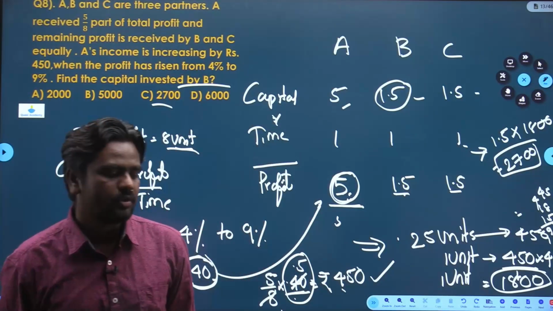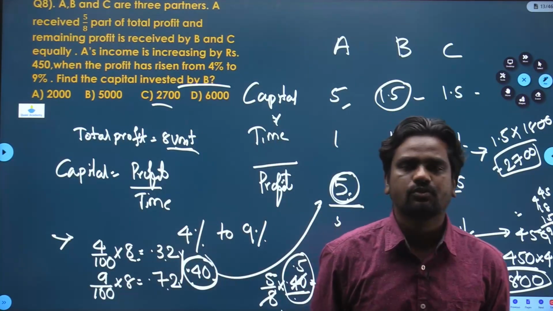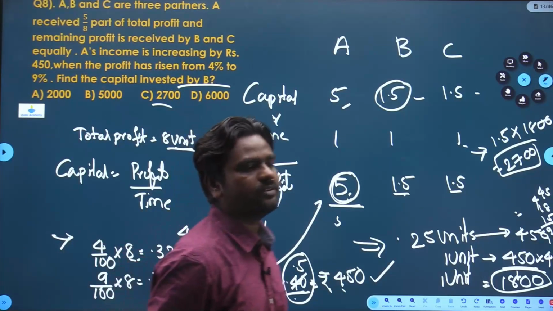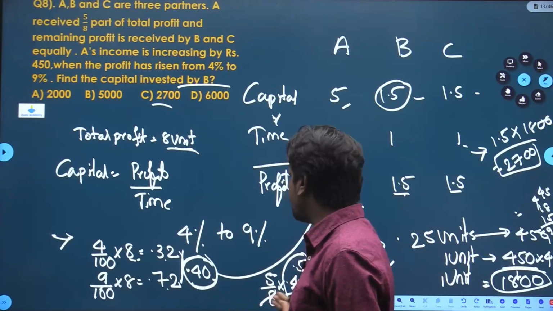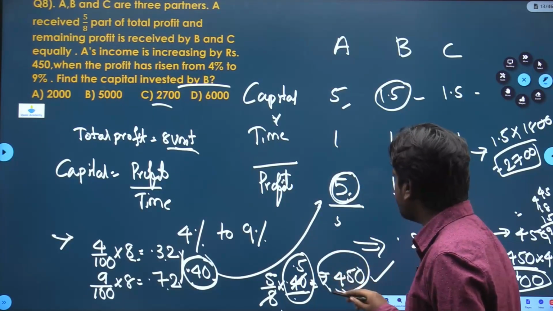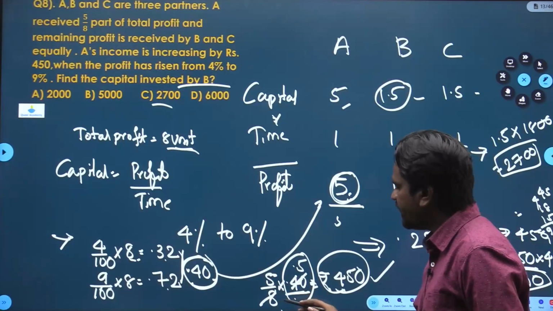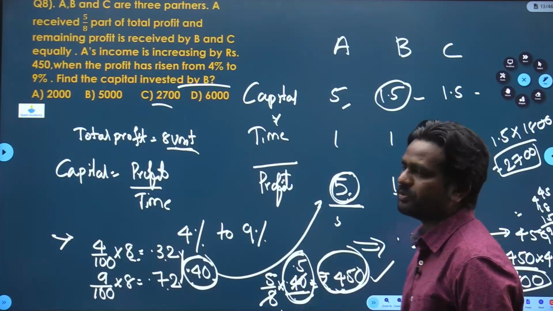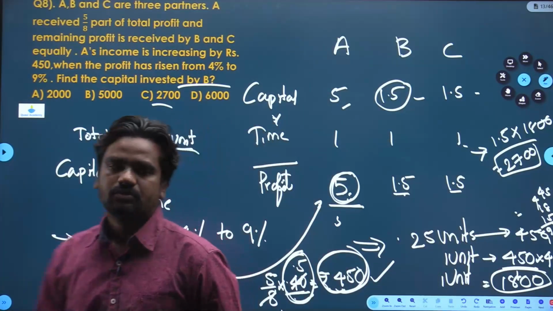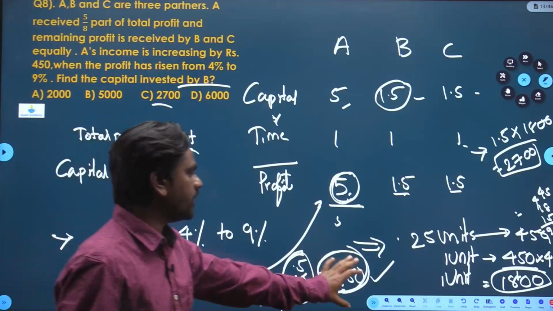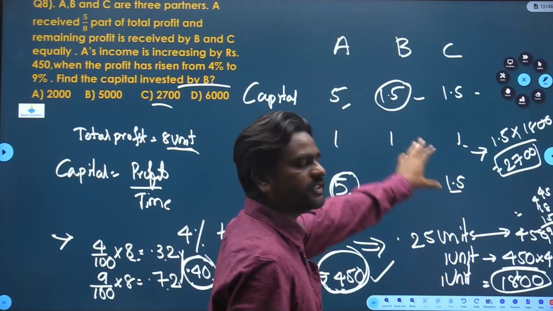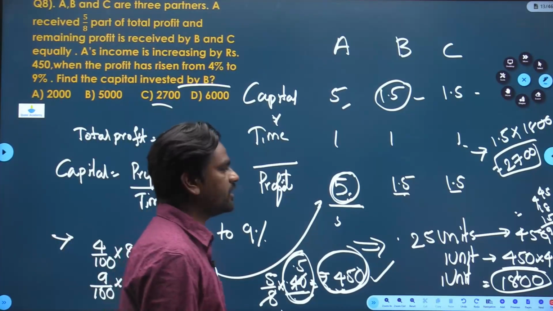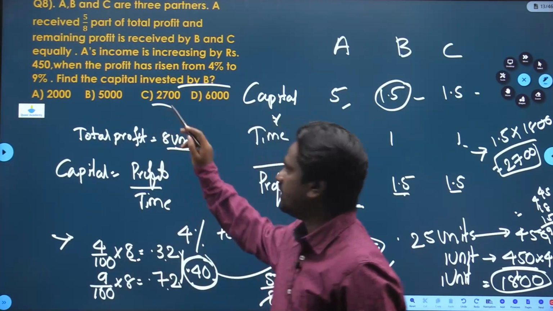For example, if the profit of A to B to C is 1:1:1, then how do we calculate? 1/3 into the total profit. So here also, 5/8 into the difference of total profit is nothing but the differential increase of A's profit. So we got 1 unit equal to 1800. Now the capital invested by B is 1.5 units, so 1.5 into 1800 is 2700. This is the answer.